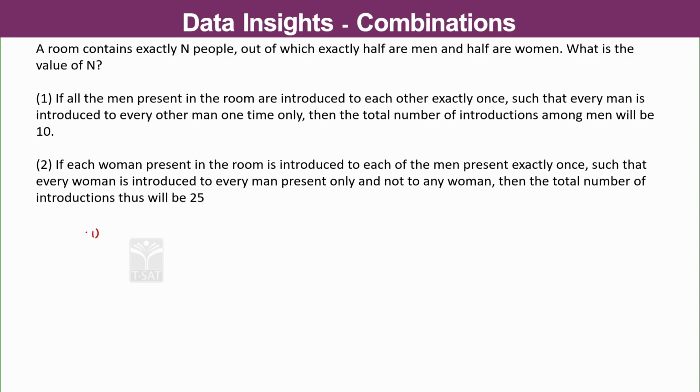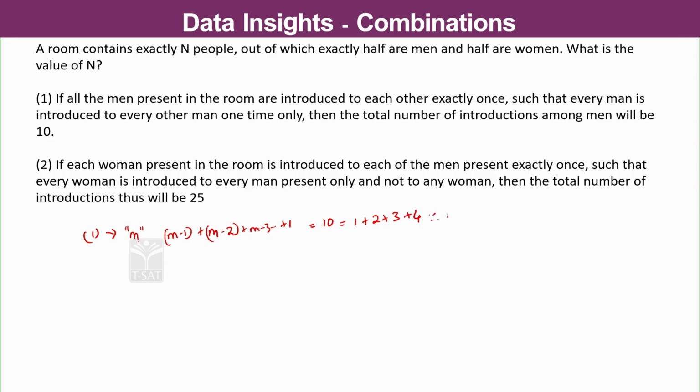Okay, for the first statement, let us say that the number of men present in the room is equal to m. So, when each is introduced to the other exactly once, what will it be? It will be m minus 1. The first person will be introduced to m minus 1 different people, then the next person will be introduced to m minus 2 people, and so on, until it becomes 1. This is equal to 10. 10 is equal to 1 plus 2 plus 3 plus 4.